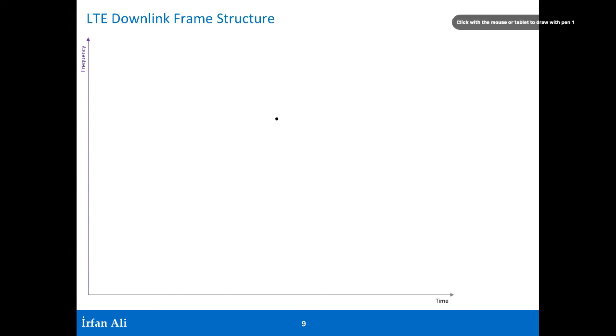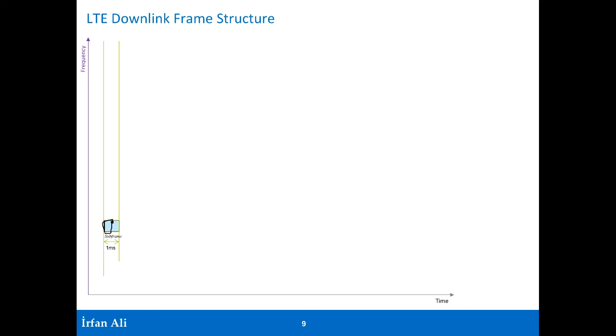Having learnt about the basics of OFDM, now we start looking at the bigger picture and try to figure out what the LTE downlink frame structure looks like. And we return to our familiar space frequency time domain, where we have time on the x-axis and frequency on the y-axis.